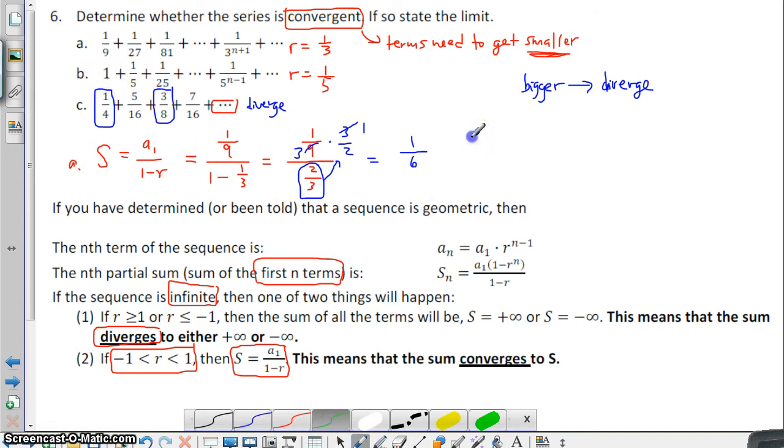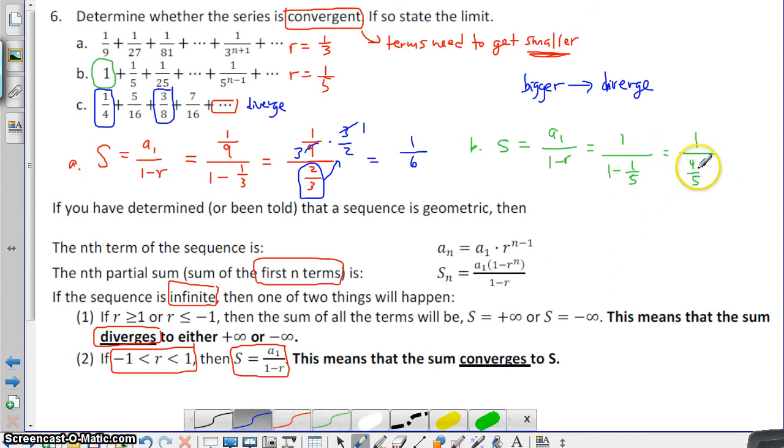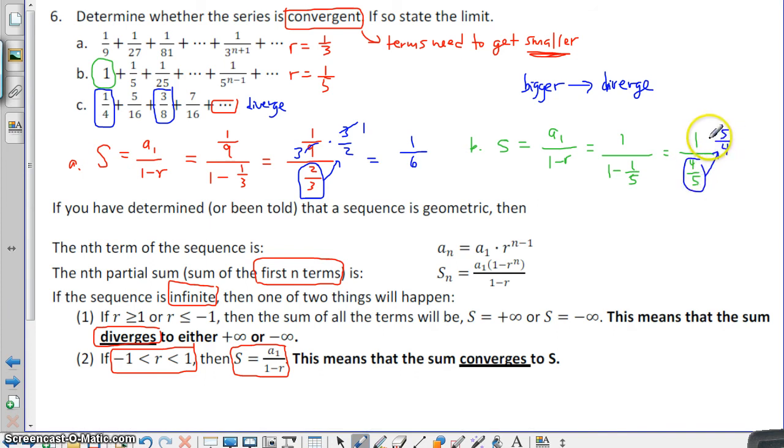Looking at the next one, part B, I still want to use S equals A1 over 1 minus R. Again, the bottom is easy, 1 minus 1/5. On the top, A1 is just going to be 1. That's pretty easy, 1 divided by 4/5. If I have 1, take away 1/5, you get 4/5. And then, instead of having the 4/5 down here, I'm going to bring that up and have a 5/4. Since I'm multiplying by just 1, you don't really need to do much fancy math. It's just 5/4. And that's what the number will converge to.